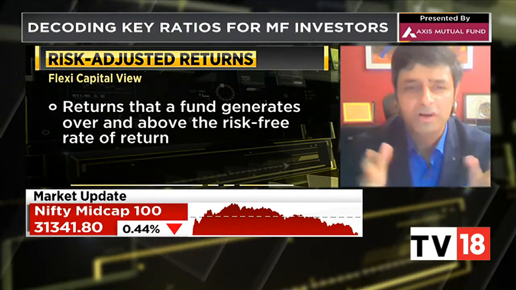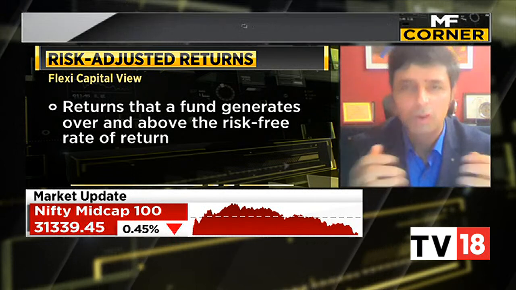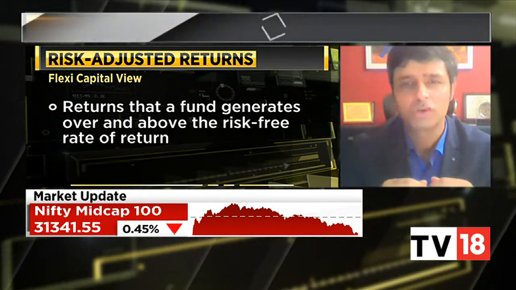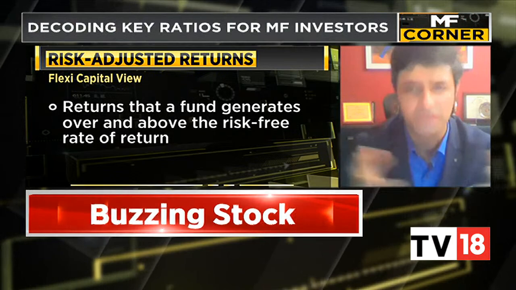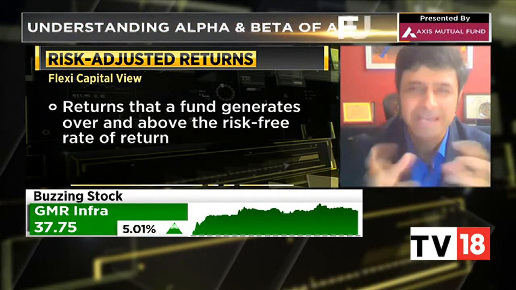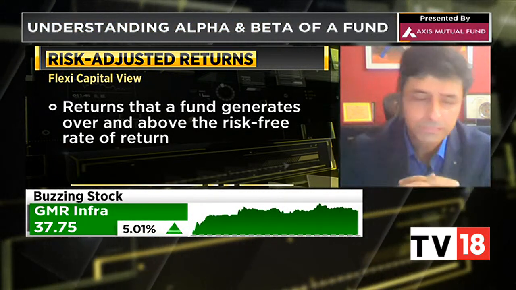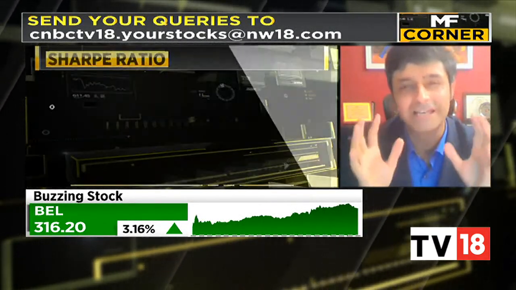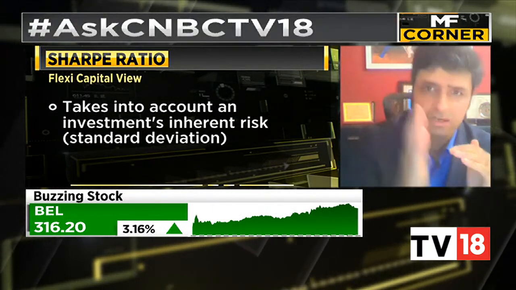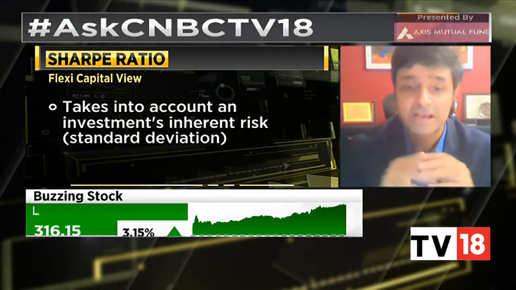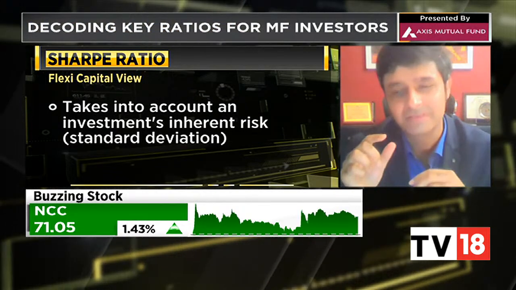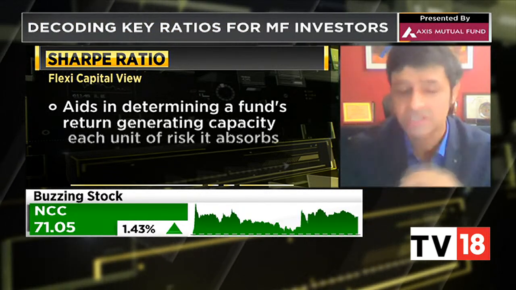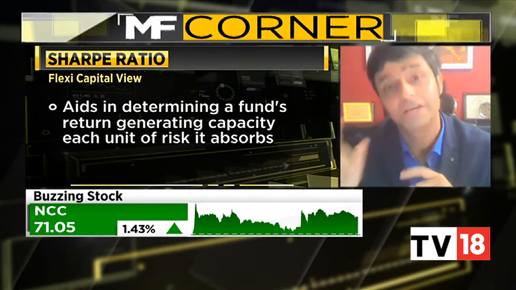Now, what is RAR? Risk-adjusted returns are returns that a fund generates over and above the risk-free rate of return. Now, what is the risk-free rate of return? That's basically what you get through sovereign securities or sovereign papers, where the risk of default is practically 0. And therefore, the Sharpe ratio takes into account an investment's inherent risk, Sumaira, which is standard deviation, which we just spoke about. As a result, the Sharpe ratio aids in determining a fund's return generating capacity for each unit of risk it absorbs.